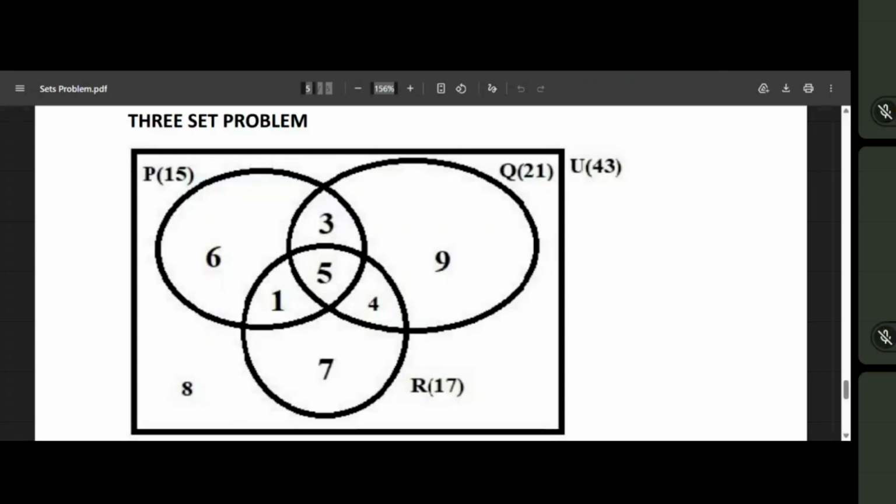You count 3 among the P. You count 3 also among the Q. You count 4 among the R and count it among the Q. You count 1 among the P and count it among the R. That makes it double counting. And the 5 is part of the 15. The same 5 is part of the 21. The same 5 is part of the 17. So if you add 15, 17, and 21, you have done double counting and triple counting. So it's not done like that.